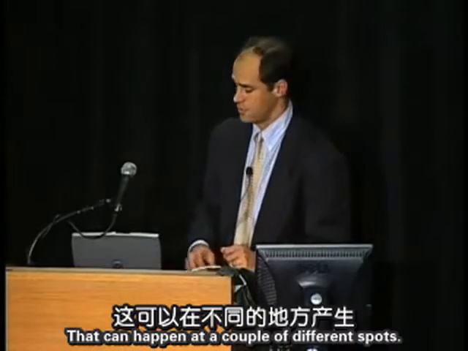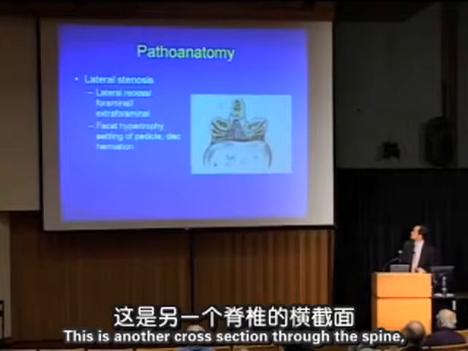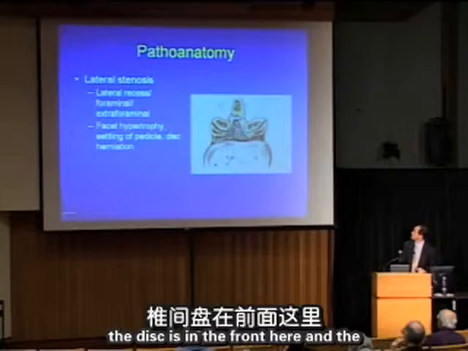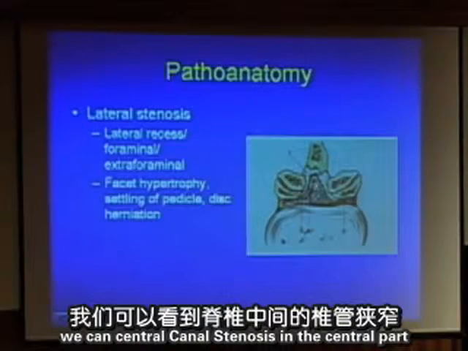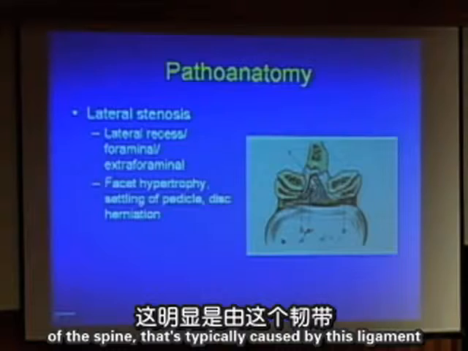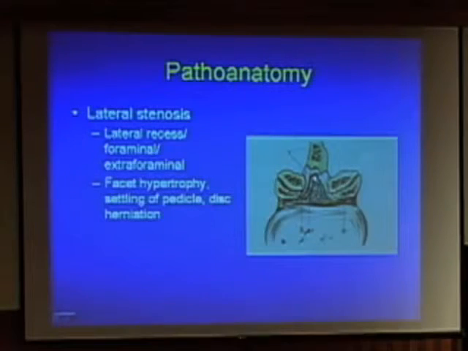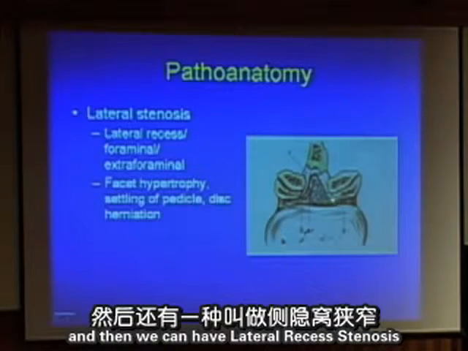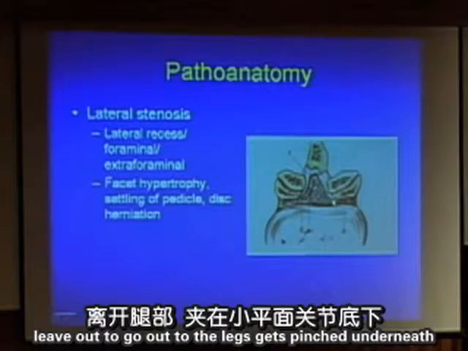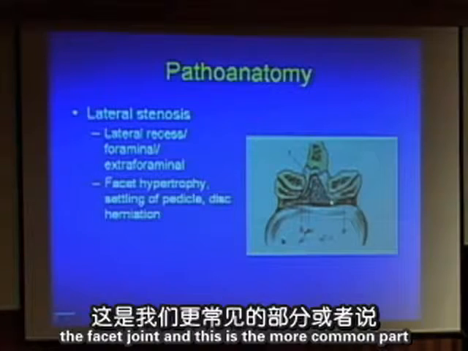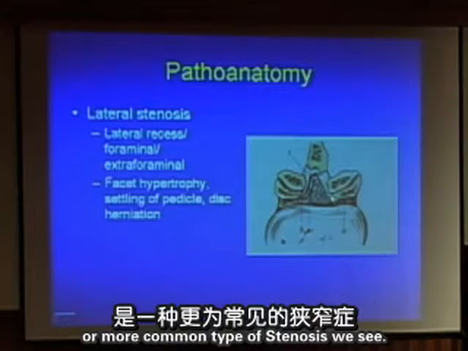So that can happen in a couple of different spots. This is another cross-section through the spine. The disc is in the front here, and the facet joints are in the back. We can have central canal stenosis in the central part of the spine. That's typically caused by this ligament, which is defined by that little black line there, getting somewhat larger than it is originally. And then we can have lateral recess stenosis, where the nerve root, as it's getting ready to go out to the legs, gets pinched underneath the facet joint. And this is the more common type of stenosis that we see.